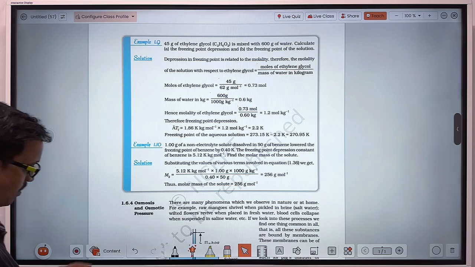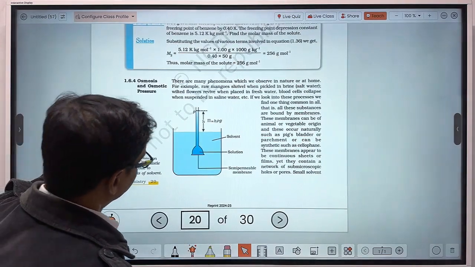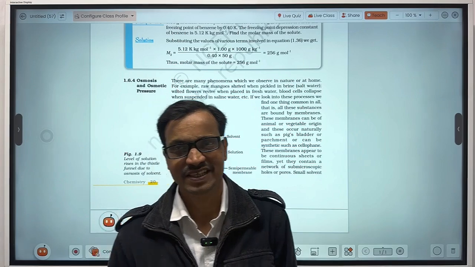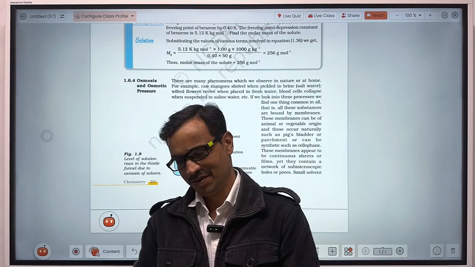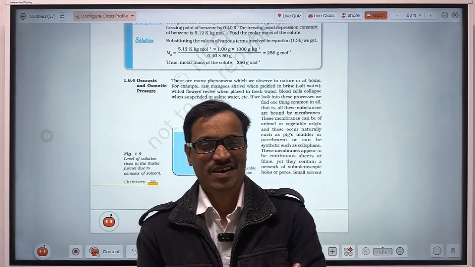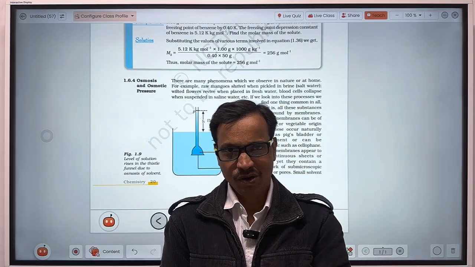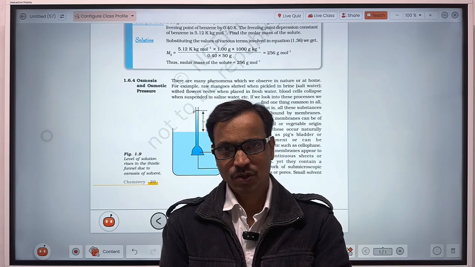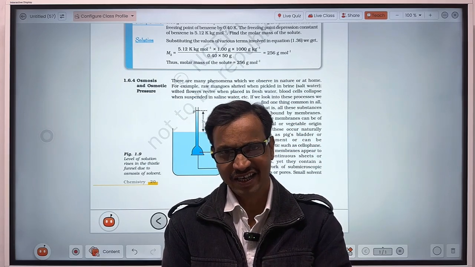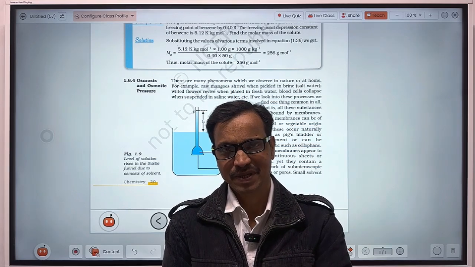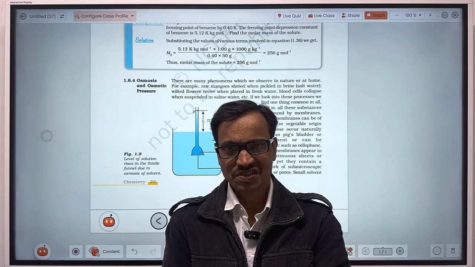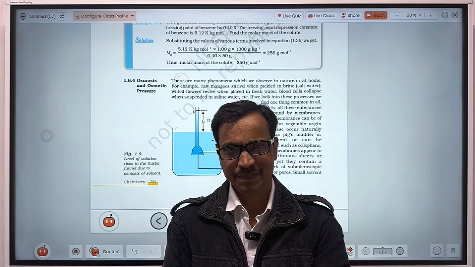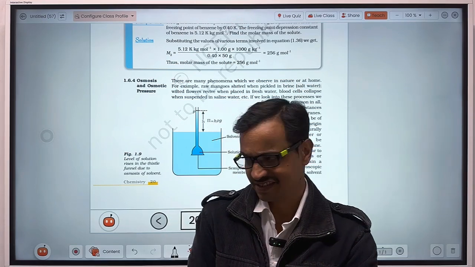Next one is osmosis and osmotic pressure. Watch out here, this one is very important. Next, colligative properties is osmosis. What is osmosis? Osmosis is the movement of solvent particle from low concentration to high concentration through semi-permeable membrane. That is called osmosis.